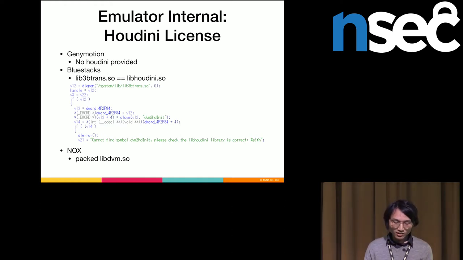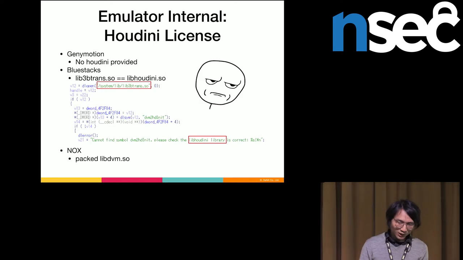On the other hand, BlueStacks is using libHoudini while released, and deliberately or not, it seems to be trying to hide the Houdini binaries. If you reverse the libdvm.so file in BlueStacks, you can find code trying to dlopen a library called lib3btrans.so, and if this dlopen failed, it will tell you libHoudini library's load failed. It's not consistent. Actually this lib3btrans.so is libHoudini.so, so they somehow want to hide it.